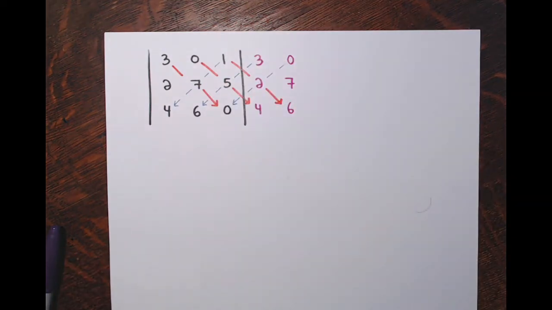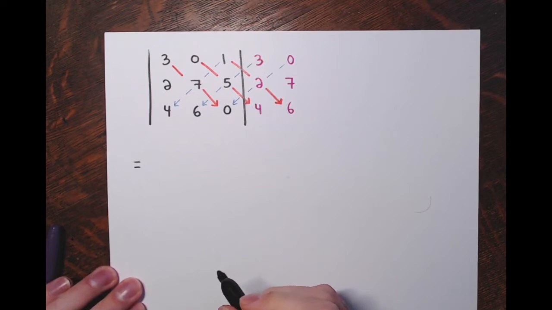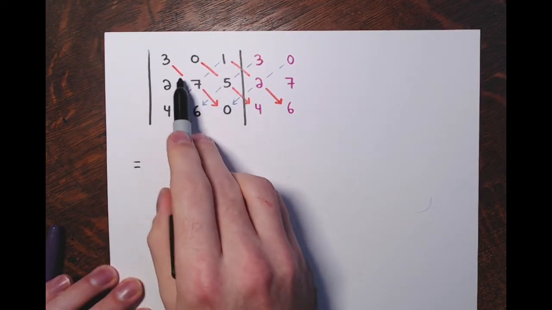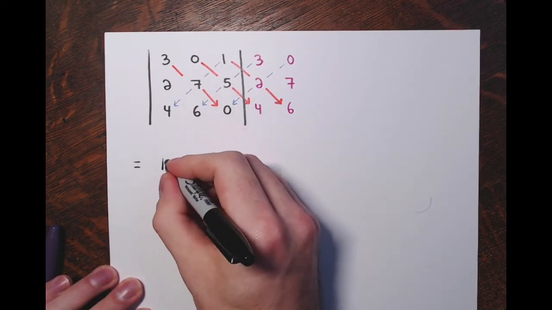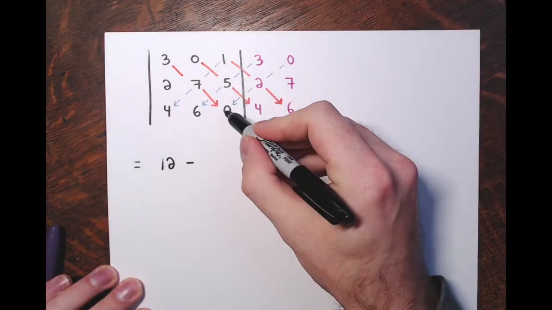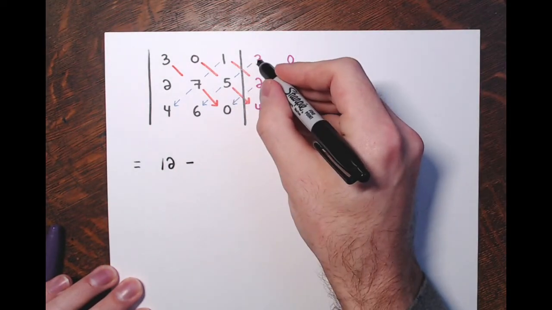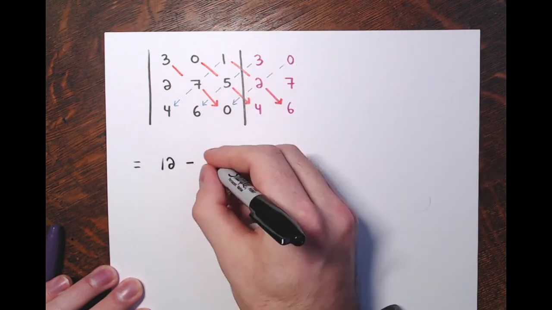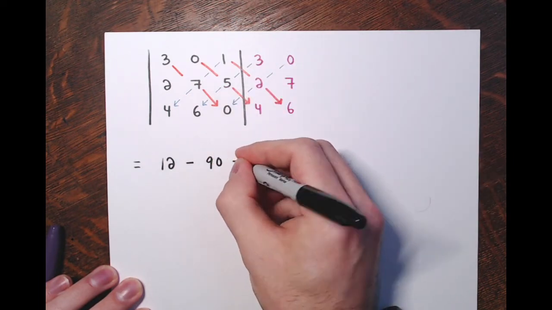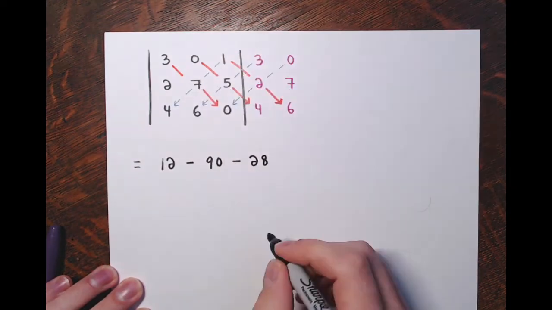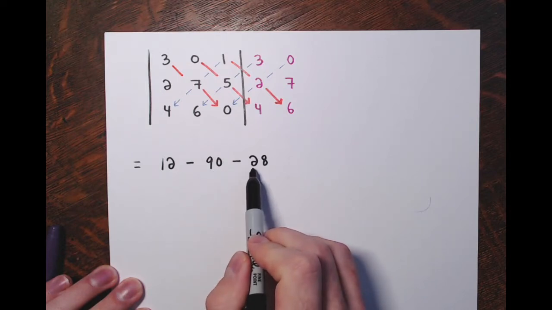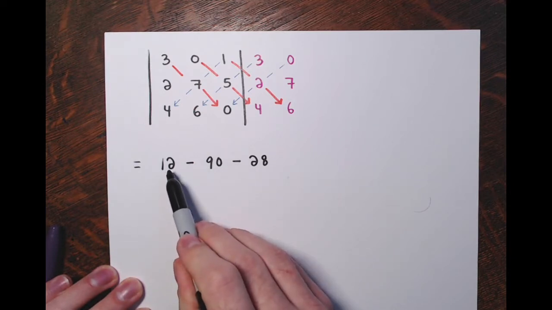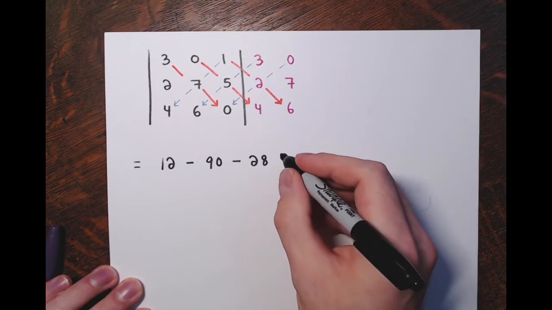So I'll just write out those products now. So this says the determinant is equal to 0 plus 0 plus 12. So 12, and then minus 0, minus, this is 90, and then minus 28. Now negative 90 and negative 28 would make negative 118, and then put a positive 12 on that, that'd be negative 106.